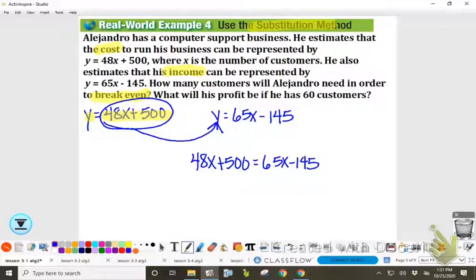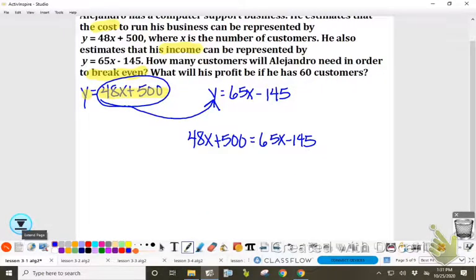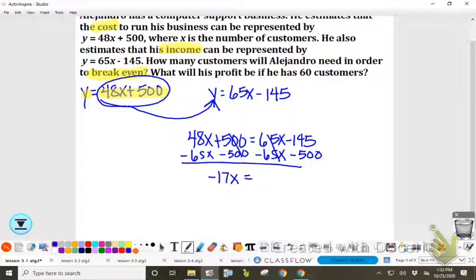Okay, so I took one equation and I substituted it into the other one. And now you just have a basic equation that you need to solve. So go ahead and start solving that however you want to do it. I'm going to do it the way that I would do it. When I solved it, I moved the 65 over and then I moved the 500 to the other side. I got negative 17x equals negative 645 and I divided by negative 17. So I got x equals 37.94.